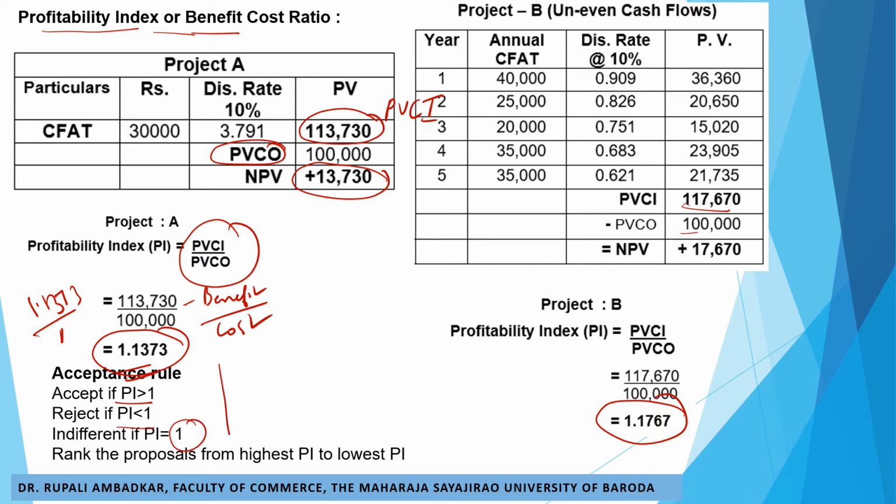But this is in case of a single project. What will happen in case of mutually exclusive projects? We can see that in this example, project A and project B are mutually exclusive projects. If we accept one, the other would be automatically rejected. In such a case, we need to rank the proposals from highest PI to lowest PI. Project A's profitability index is 1.13, project B's profitability index is 1.17. This is higher, so we rank project B as 1 and project A as 2. So for selection, we are going to select project B on the basis of profitability index method.